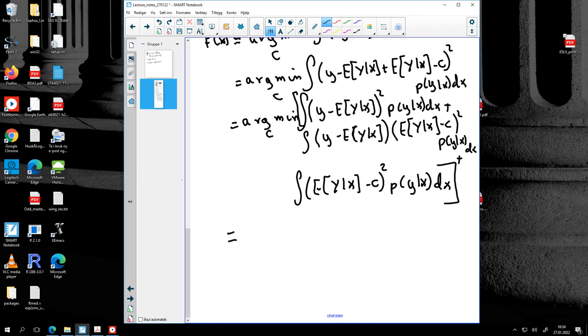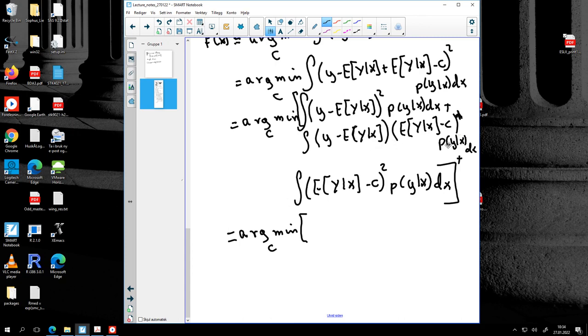Okay, but then let's look at the different terms here. If you look at this first term, we see that that doesn't involve c at all. So this is just a constant. So that means that we want to find the c which minimizes this. We can actually ignore that first term. So we can just remove that one. So then we can go on and look at the second term. And sorry, there shouldn't be a square there.